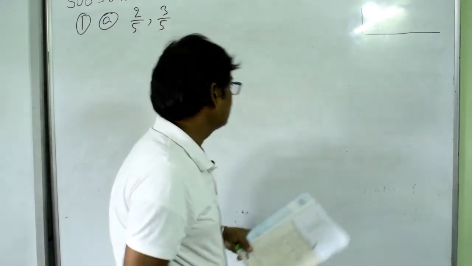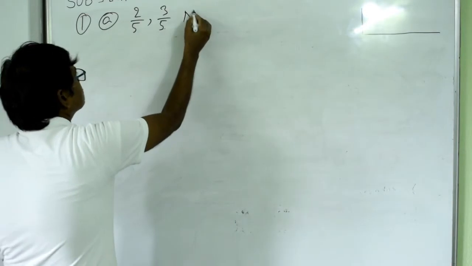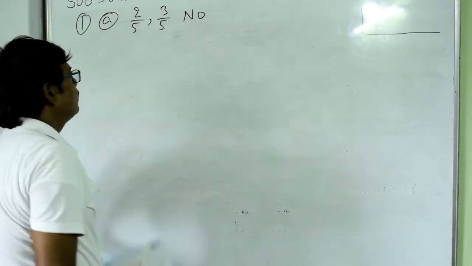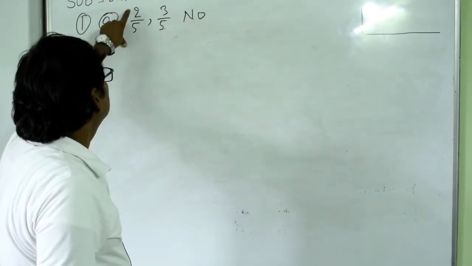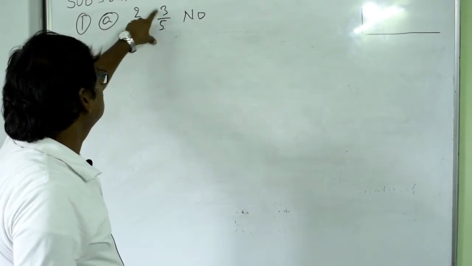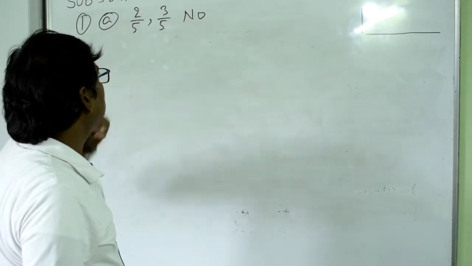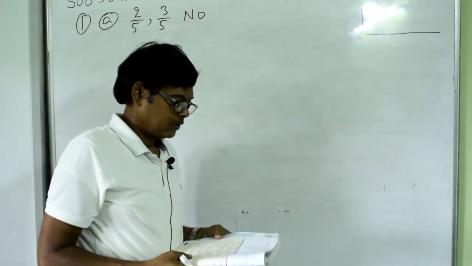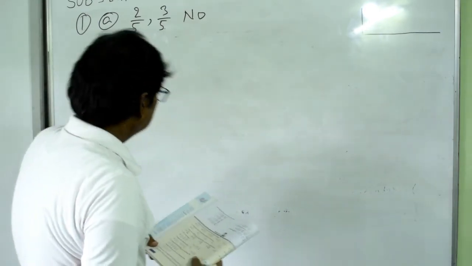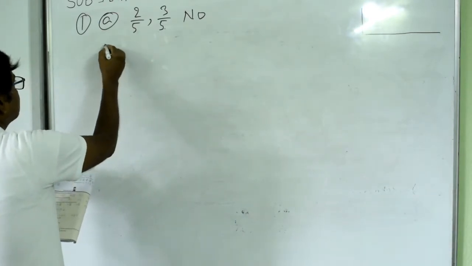Okay, here the answer is no in this case. They are not equivalent fractions, because this is 2 by 5 and this is 3 by 5, and we cannot simplify these two fractions further because they are in the simplest form. So here they are not equivalent fractions.